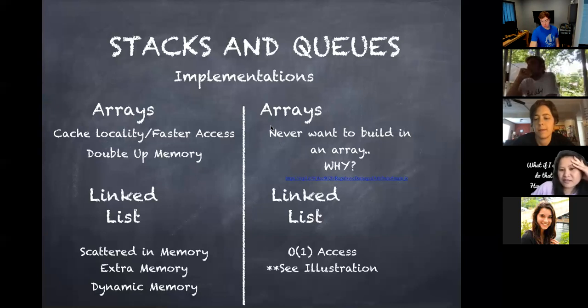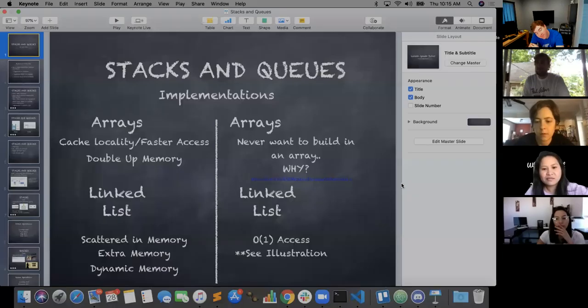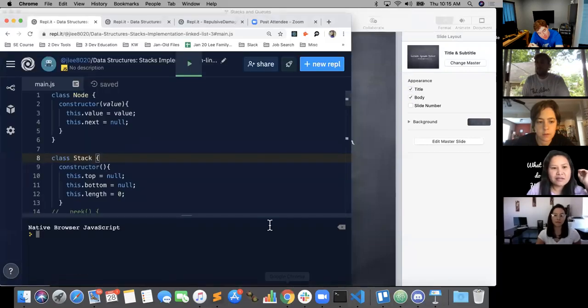For queues, you typically don't really want to build this in an array. Do you know why? Does anybody know why we wouldn't want to?